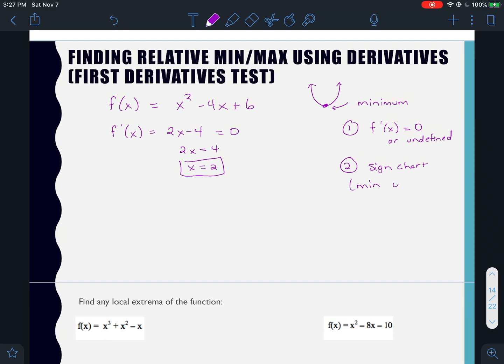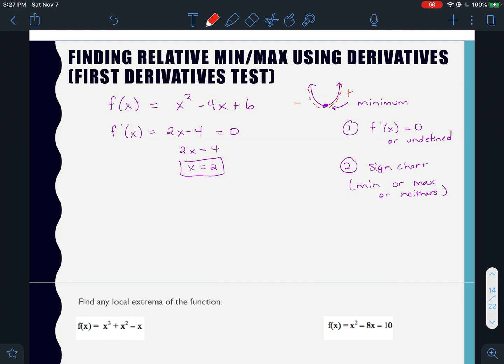Okay, so step 2 is now we're going to make a sign chart. Because we need to decide, are my critical numbers mins, maxes, or neithers? So when x is equal to 2, do I have a minimum, a maximum, or neither? Well, how can I tell? Well, if we're looking at that parabola right here, what's going to be true about all the tangent lines before 2? Well, the slopes of all those tangent lines are going to be negative. So all of the derivatives on the left-hand side of that minimum should be negative.